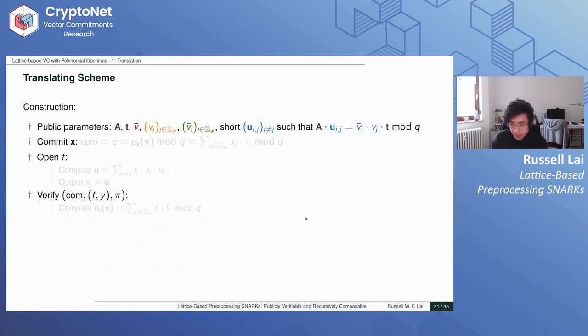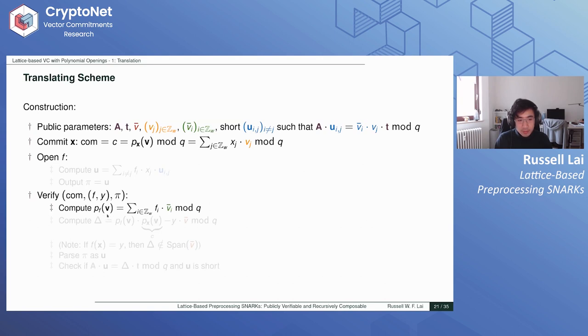As you may have expected, this scheme is going to be very similar to the pairing-based scheme, but anyway, I'm going to explain the construction again, step by step. The commitment is again computed as an encoding of x, but this time modulo q. And again, these vj values are given in the public parameters, so the prover can do this. Let's again skip the opening algorithm and look at the verification algorithm, where the verifier first computes this encoding of f as follows, again modulo q, and then computes the value delta, which is the product between the encoding of f and the encoding of x, which is the commitment, and subtracts from it the image y times the target monomial v bar, again modulo q.